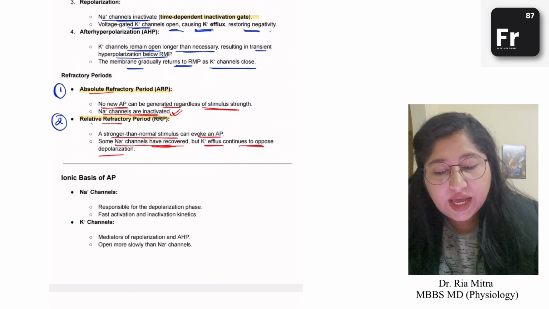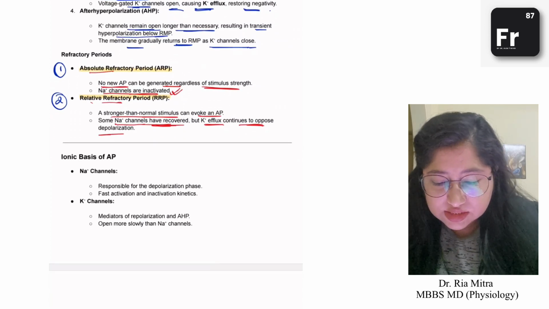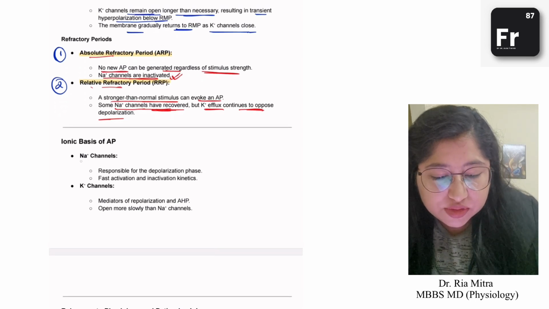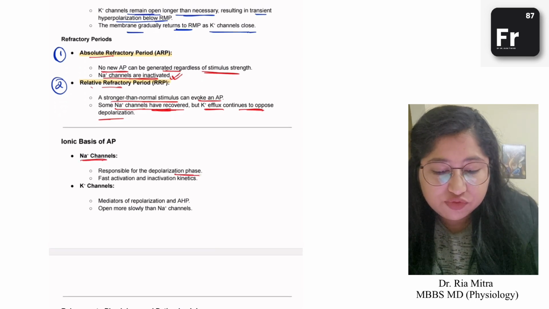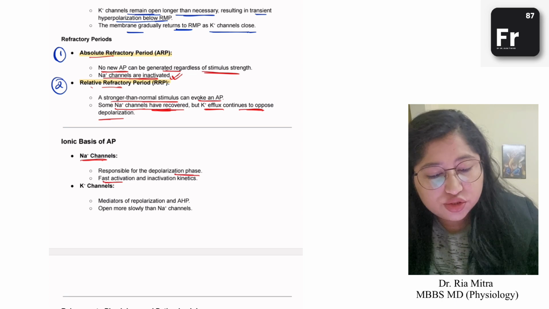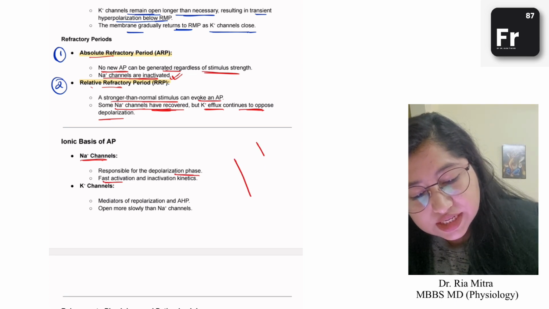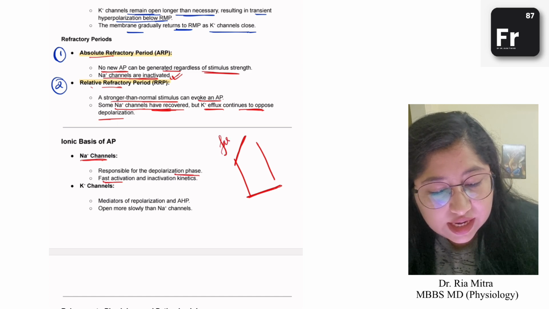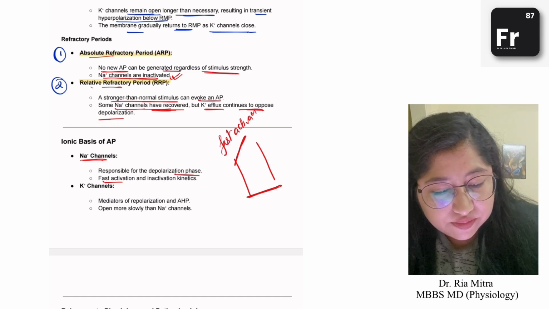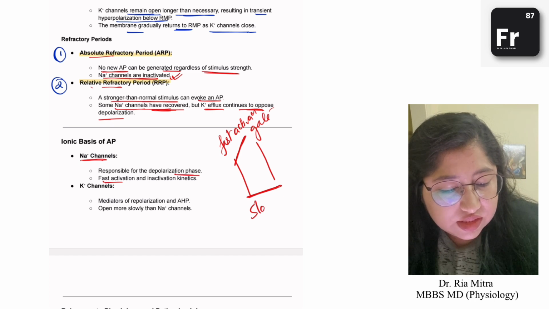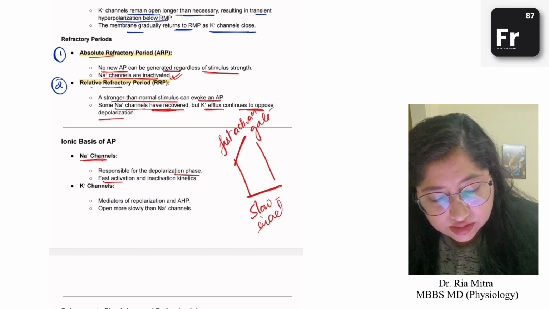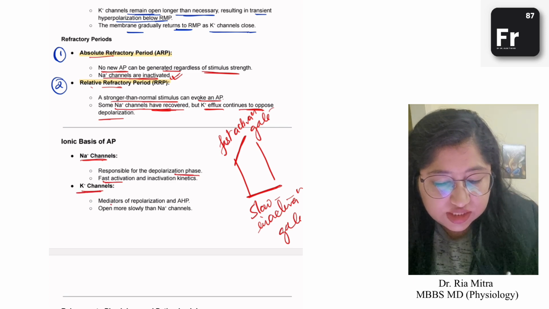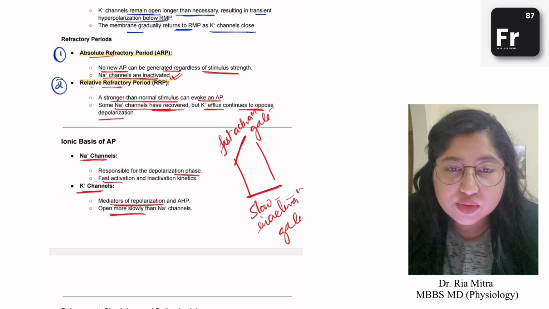Now, if we see the ionic basis of action potential, we have already discussed it, but let us revise. The sodium channels are responsible for the depolarization phase. They have two gates, fast activation gate and slow time dependent inactivation gate. What are potassium channels? Potassium channels are mediators of repolarization and they open more slowly than the sodium channels.